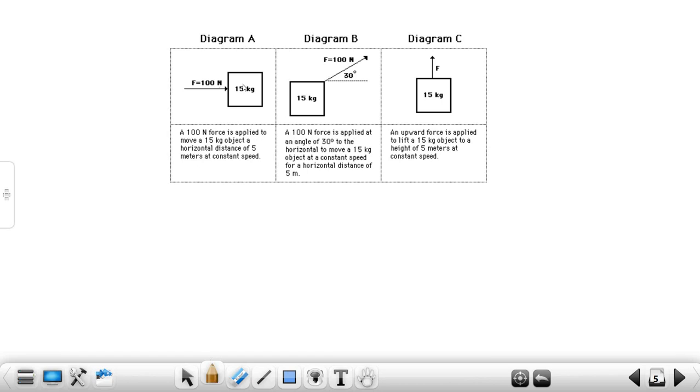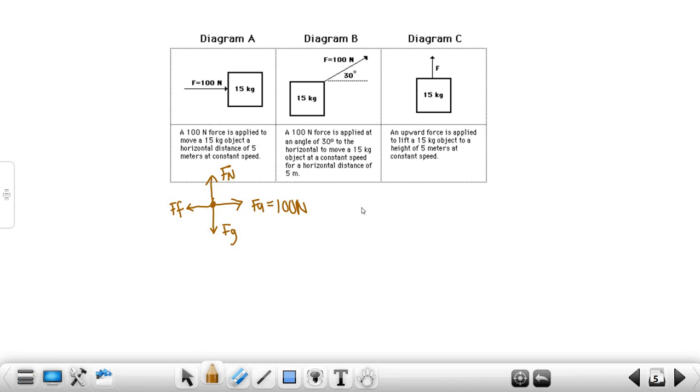So in diagram A, we are saying that this box, a 100 Newton force is applied to move an object. So this is going to be the applied force of 100 Newton. It also has a normal force always and gravitational force. It doesn't mention anything about friction, but let's say it is on a surface with friction, then you'll also have friction in the opposite direction.